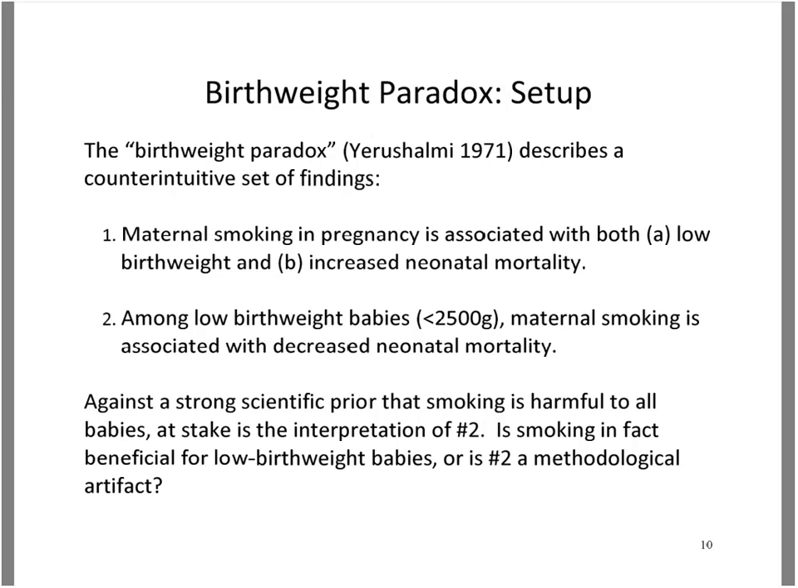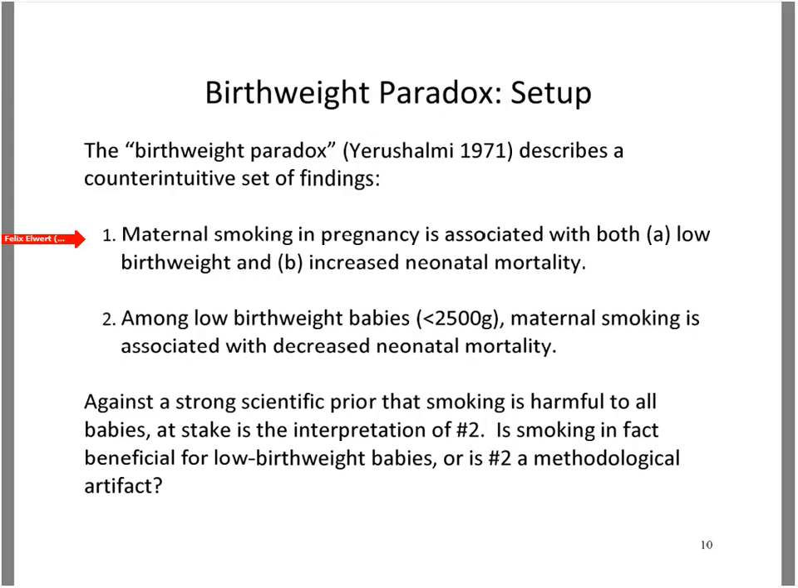Yerushalmi, about 40 years ago, described what's now known as the Birthweight paradox, which really describes a set of rather counterintuitive findings. First, it's well known, indubitably documented with empirical research, that maternal smoking during pregnancy is associated with both low birth weight and increased neonatal mortality in the aggregate. So there is this association, there is no doubt.